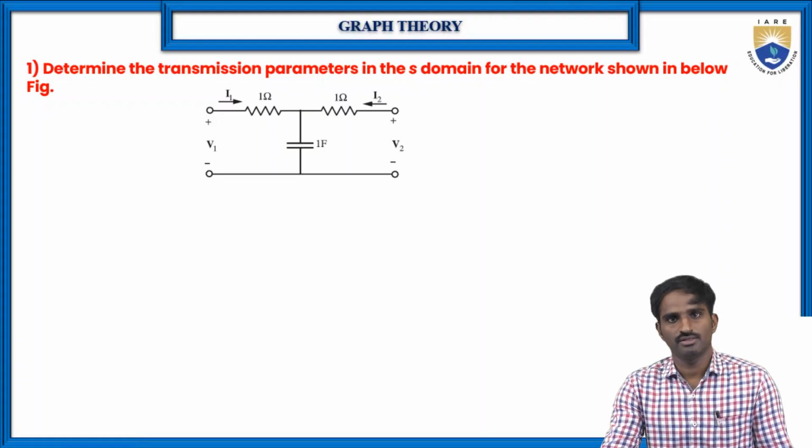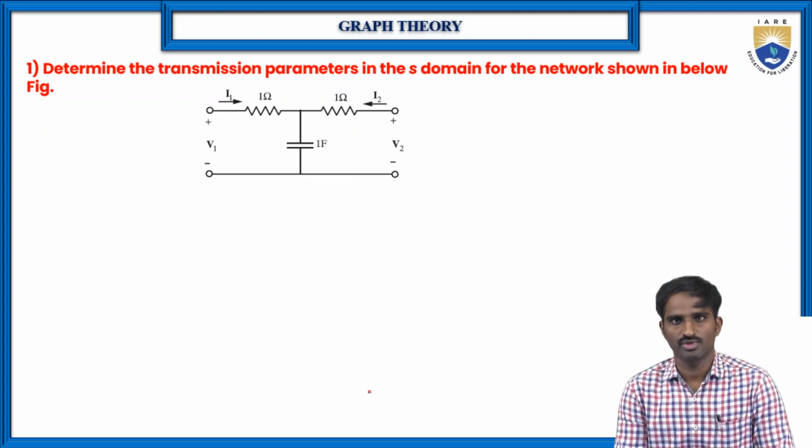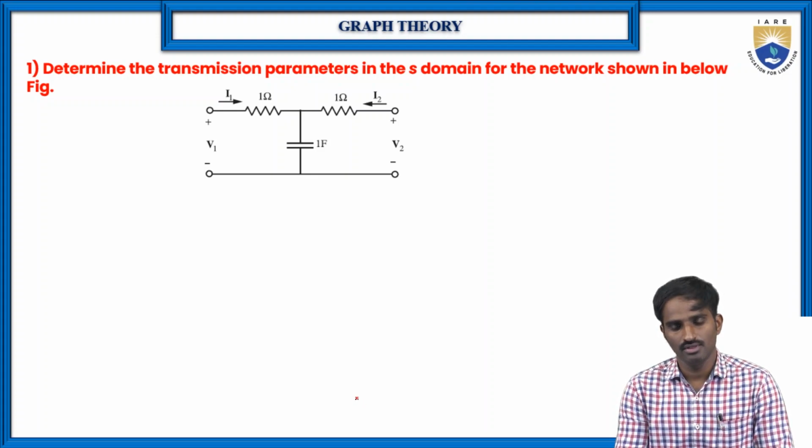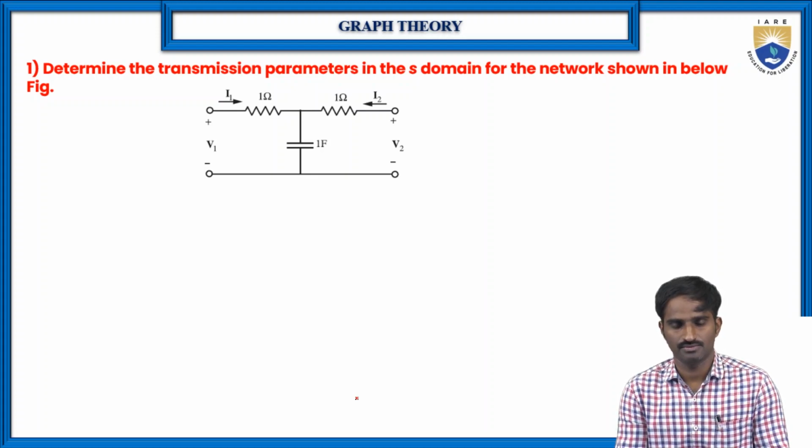So first, let us start with the first problem. Determine the transmission parameters. Sometimes they ask you to determine the ABCD parameters or the transmission parameters, because the ABCD parameters are also called the transmission parameters. Determine the transmission parameters in the S domain for the network shown in the below figure. Here, for simple understanding, I have considered a simple T network. Later on we will consider some more complicated networks to find these transmission parameters.